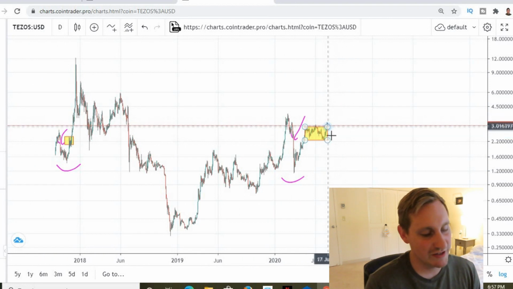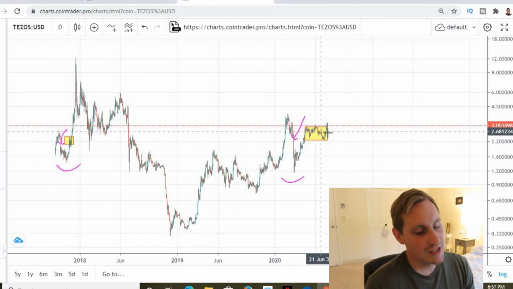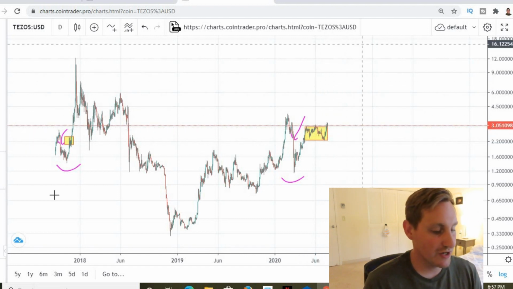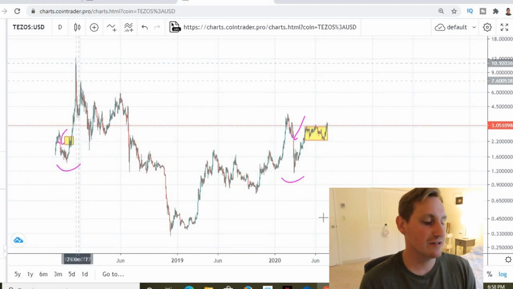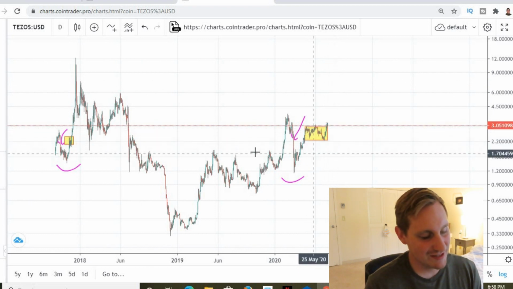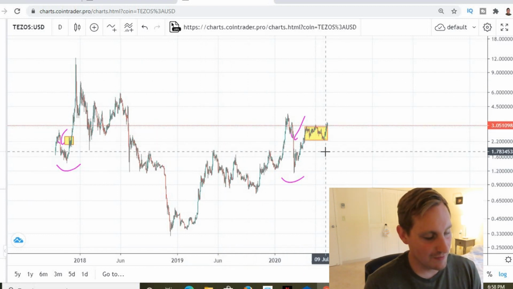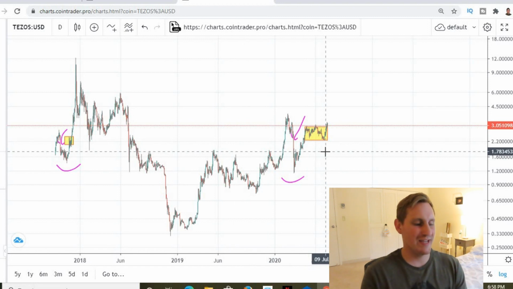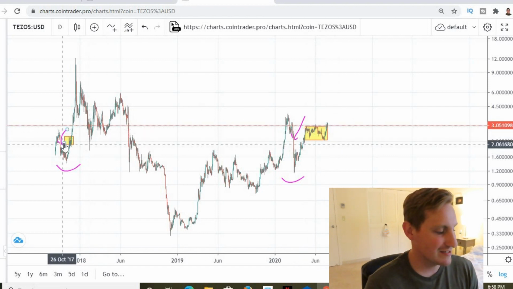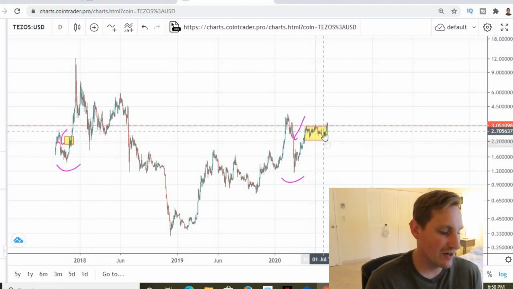Now, we could bounce around here sideways a little bit longer, depending on what Bitcoin does. If Bitcoin breaks up, we're going to see this break up, pretty similar to this in my opinion. And if Bitcoin breaks down, we might come back down to test this old local high here at around the 1.8 dollar level. So we have to keep in mind what Bitcoin does, but I see the same thing playing out. This is where we are here.